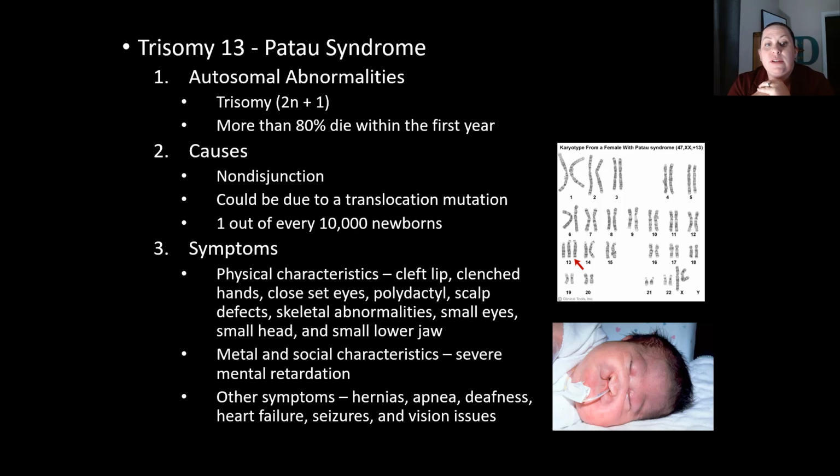Mental and social characteristics: this one does have severe mental retardation as its mental social side. Other symptoms, they could develop hernias, they could have apnea, deafness, heart failure, seizures, and vision issues. So if you'll notice, a lot more of these things are more severe. They're not things that could potentially be addressed with surgeries and things like that. And so this is why the life expectancy of an individual with Patau syndrome is not very long.